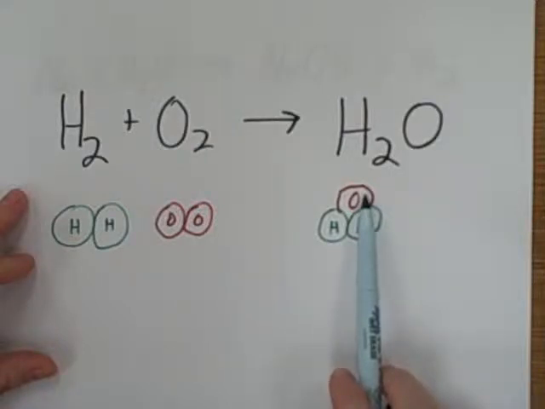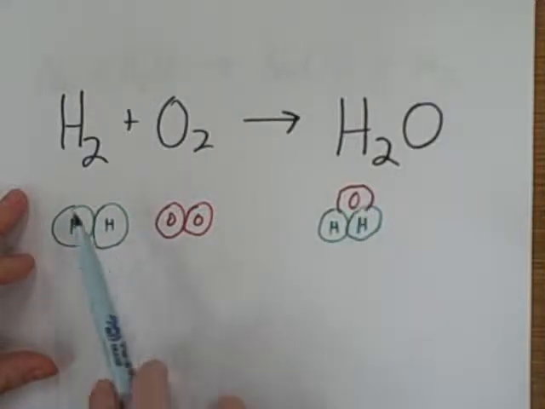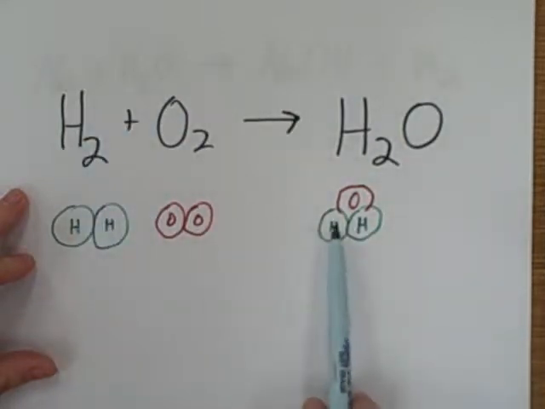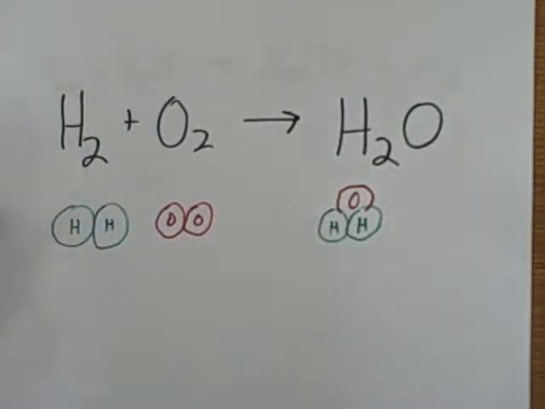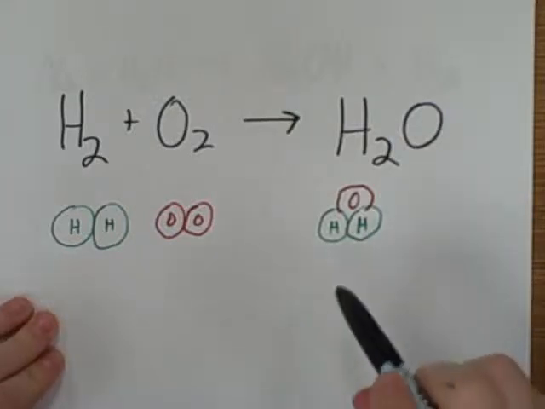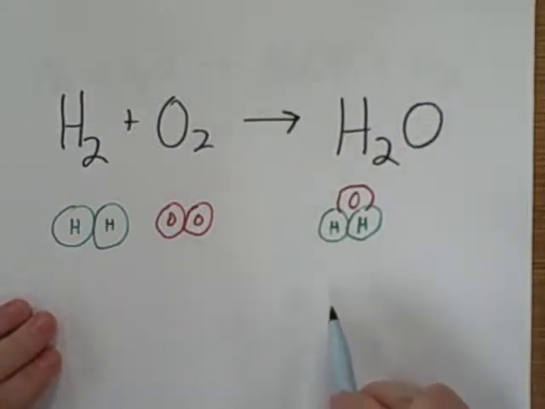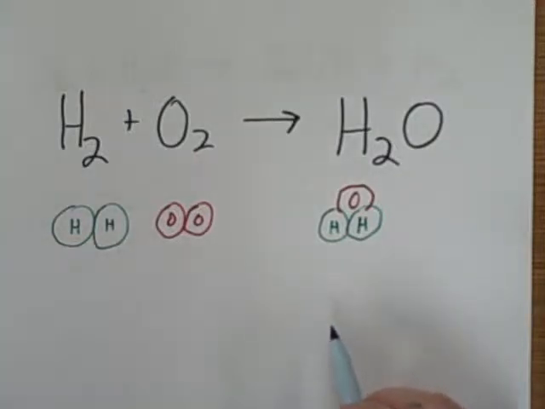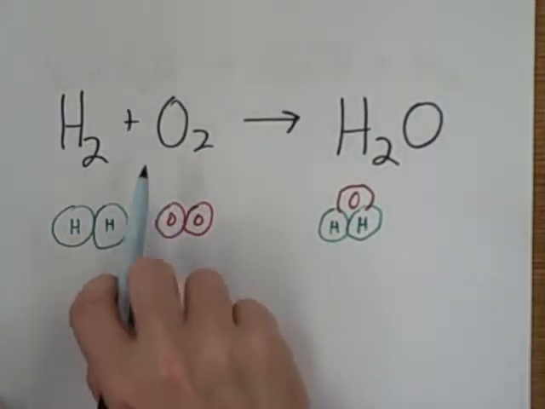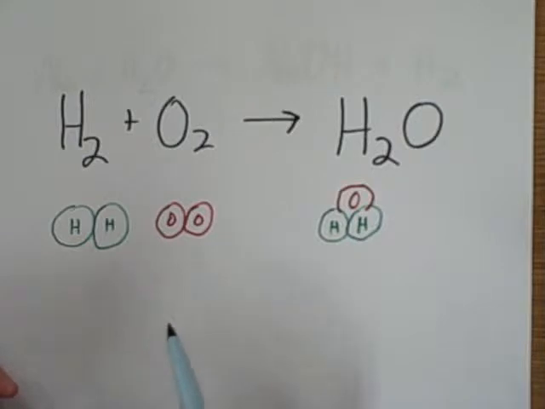So we cannot use this reaction equation as it's written because it is violating the law of conservation of mass. One of the oxygens has disappeared. So that is why we have to balance the reaction equation. We use big numbers out front called coefficients in order to tell us how many of each compound we have to put in to get a balanced equation.